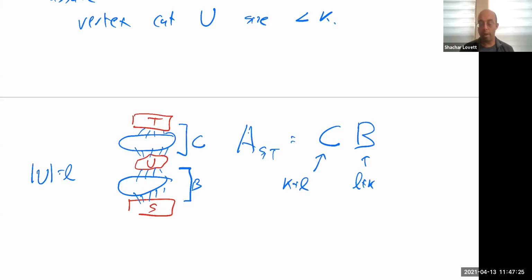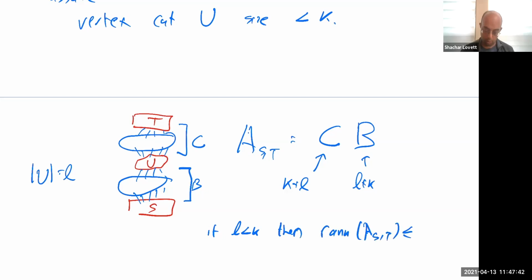So this would prove that if L is less than K, then the rank of A_ST is at most L, which is less than K, which is a contradiction for it being a full rank matrix. Right? So we just proved, completely proving this claim.